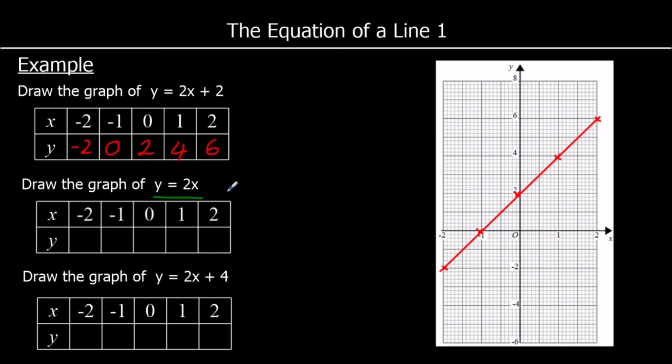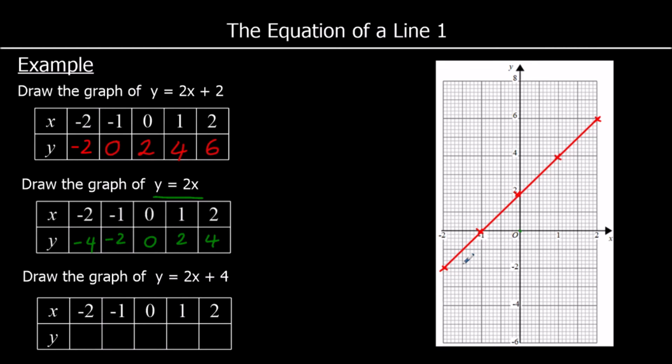So y equals 2x. You might notice that this one's got no y-intercept. It's got no plus or minus a number at the end. And that means it's going to cross at 0. So if it's got no y-intercept, that means the y-intercept is 0. So let's complete the table. So y is equal to 2x. So 2 2s are 4. 2 1s are 2. 2 0s are 0. 2 negative 1s are negative 2. And 2 negative 2s are negative 4.